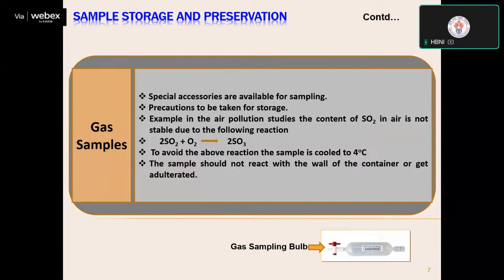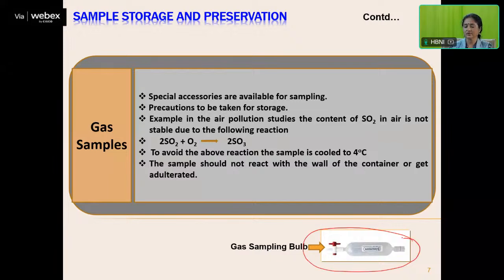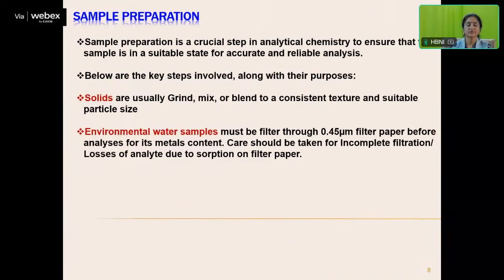Now for gas sampling, you can see these types of vessels are available which can sample the gas. There is a stopcock and you can attach it to a cylinder from where the gas will enter into this, and then you can close the valve. So the gas which you want to analyze should be collected in this type of vessel. Now these are the sample storage methods.